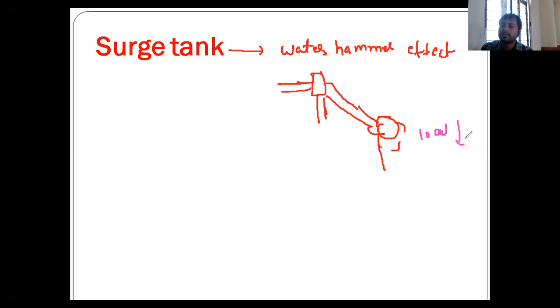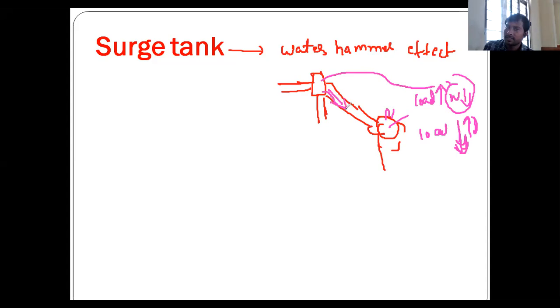When the load suddenly decreases, what happens? The speed of the turbine will change. When the load increases or decreases, the speed of the turbine decreases or increases. To maintain the speed of the turbine constant, if the load increases, the speed of the turbine will decrease, so the water from the penstock will be released to the turbine. Similarly, if the load decreases, the speed will increase.